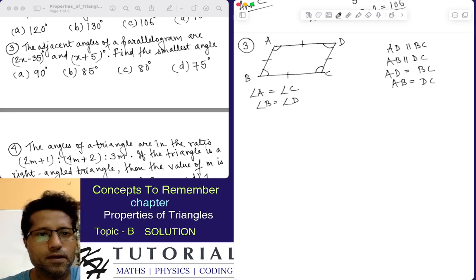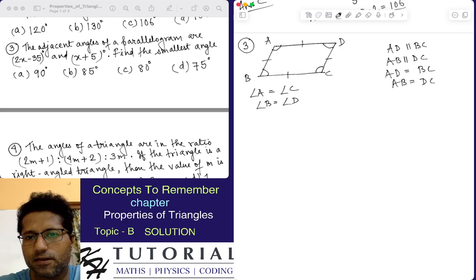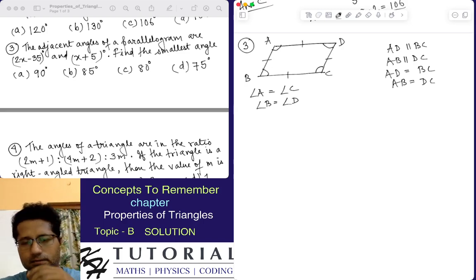Now what is given? And what are adjacent angles? Angle A and D are adjacent. Angle B and C are adjacent. Also angle A and B are adjacent, and D and C are adjacent.